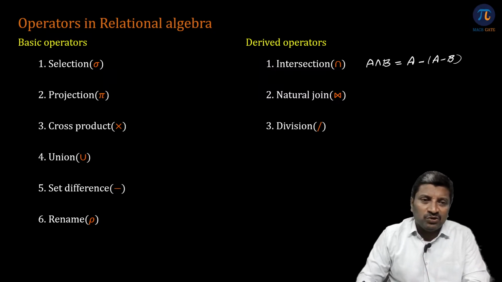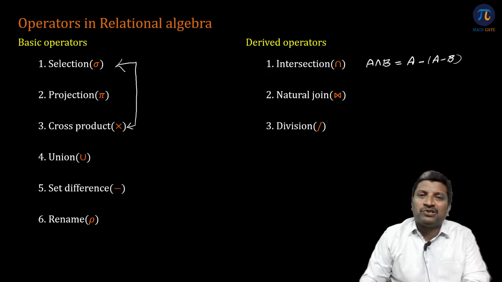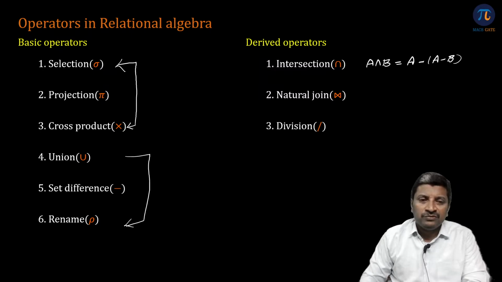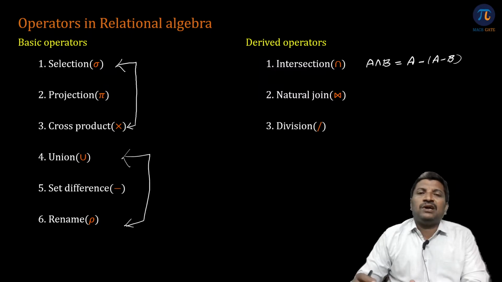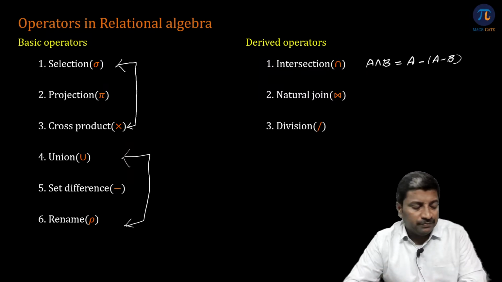In this session, we are going to discuss the first 3 operators. That's why we name the session Basic Operators Part 1. In Part 2, we discuss the remaining 3 operators, followed by the derived operators. This is the planning. Now let us continue with the basic 3 operators, selection, projection and cross product, using some previous year questions on these symbols. Let us start.